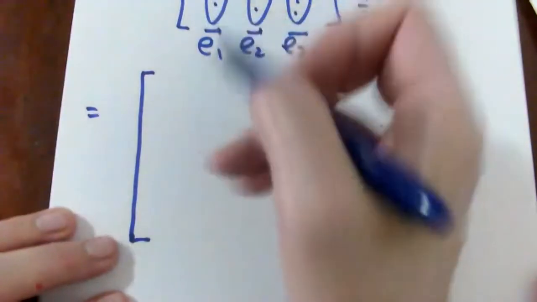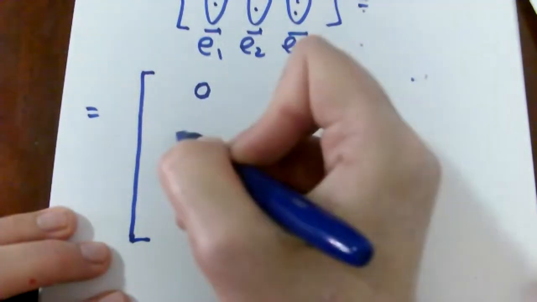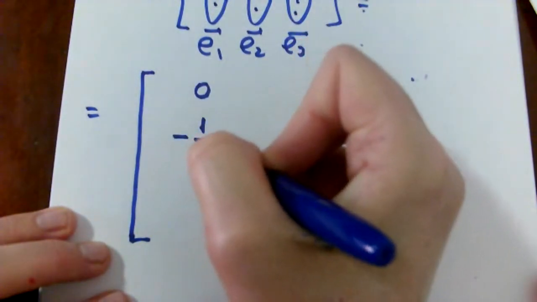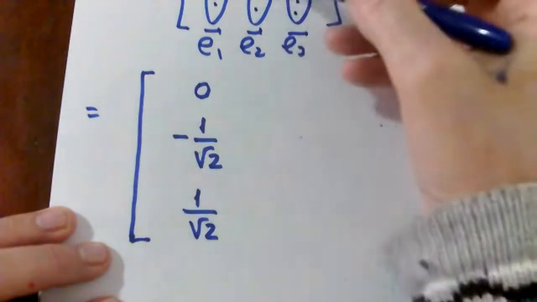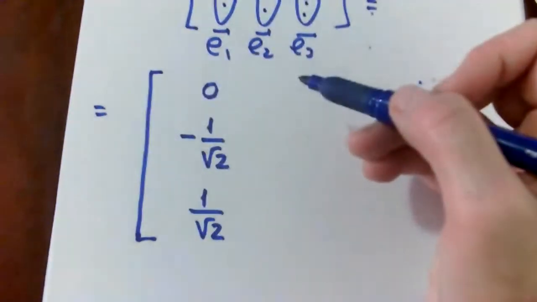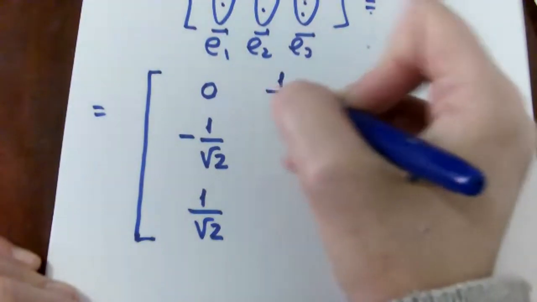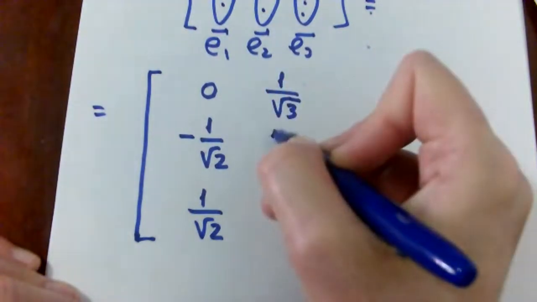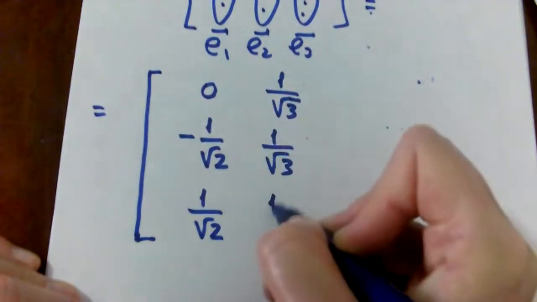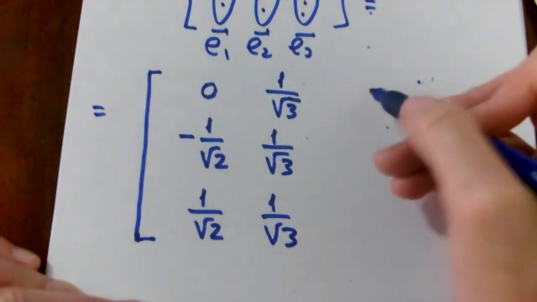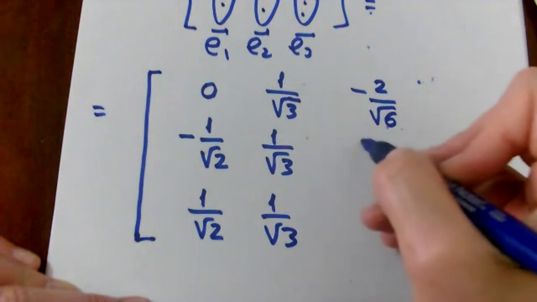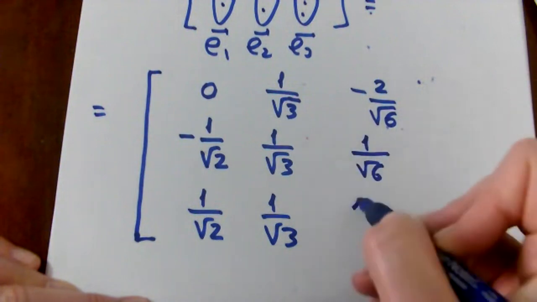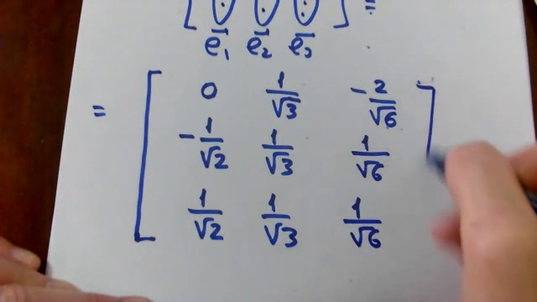So the first column will be the first vector, and it was 0, minus 1 over square root of 2, 1 over square root of 2. The second column is the second vector, E2, 1 over square root of 3, the same here, and the same here. And finally, the third column was minus 2 over square root of 6, 1 over square root of 6, and 1 over square root of 6. So this is our matrix P.